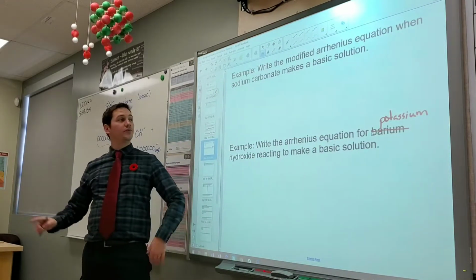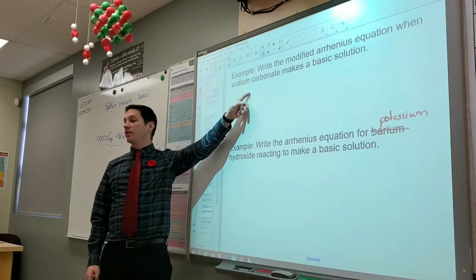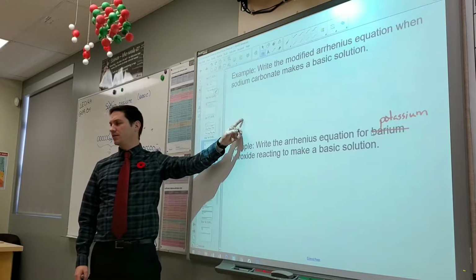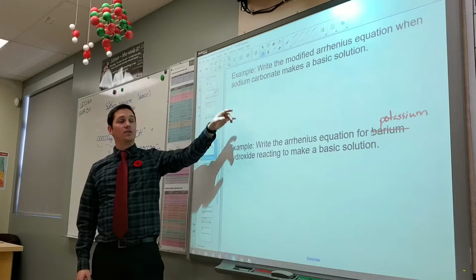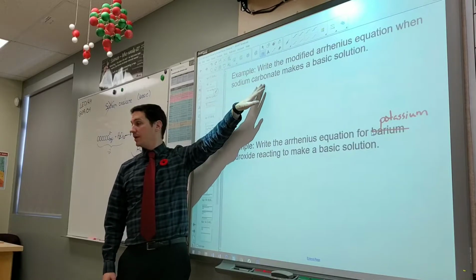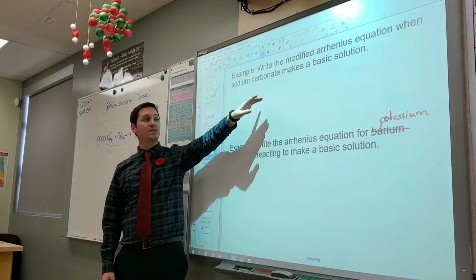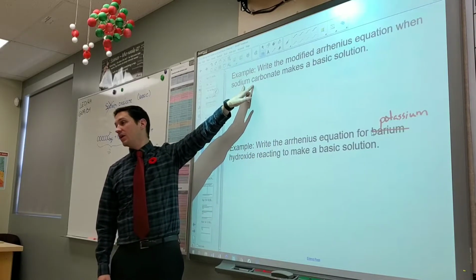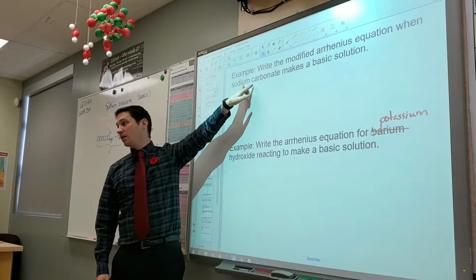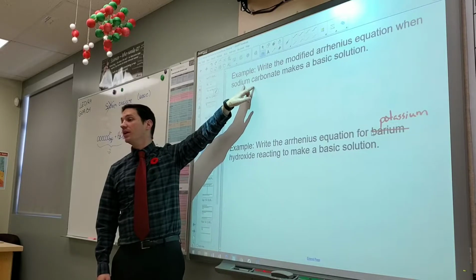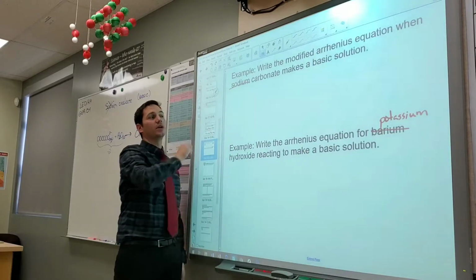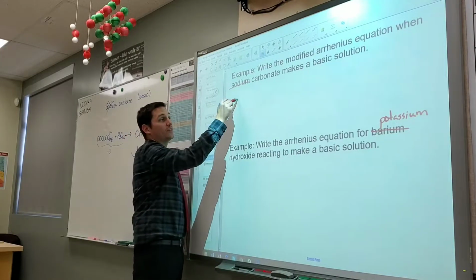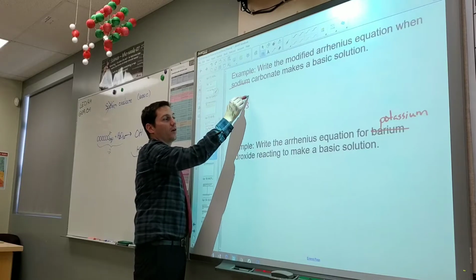I'm going to interrupt you for a second. What's the very first entity we should write down for this first reaction? So sodium carbonate makes a basic solution, but is this ionic? Yes. So can we ignore one of these two things? Yes, the sodium we can totally ignore. So we have to skip all the way to carbonate.